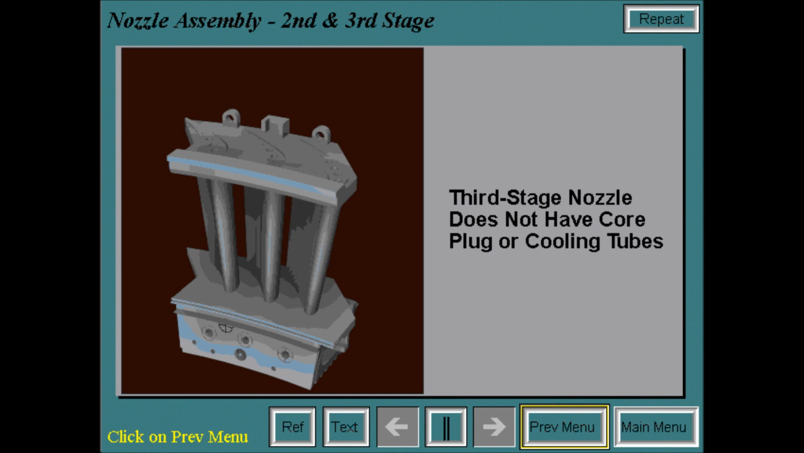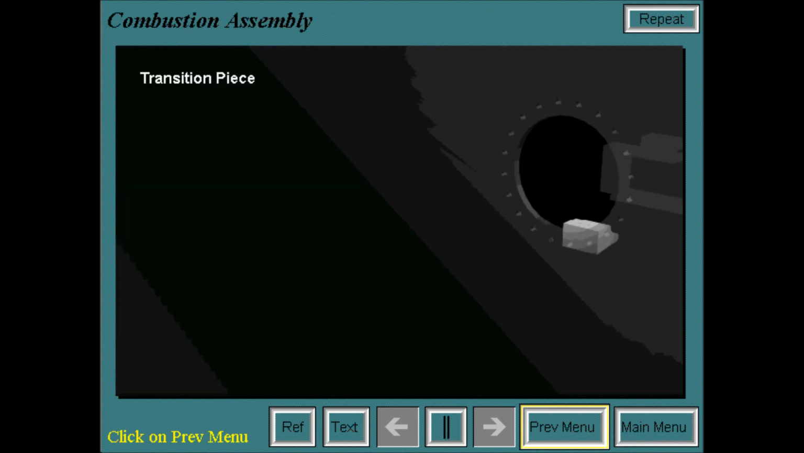The third stage nozzle is similar to the second stage nozzle, but it is not forced air cooled, so there is no core plug and there are no cooling tubes. The assembly of the combustion system begins with the transition piece bolted to the first stage nozzle on its aft end and supported by the bullhorn bracket on its forward end.